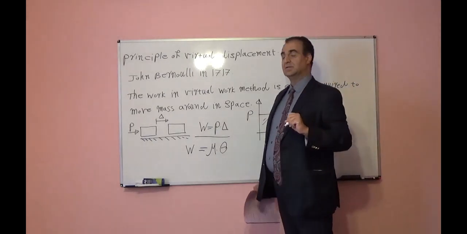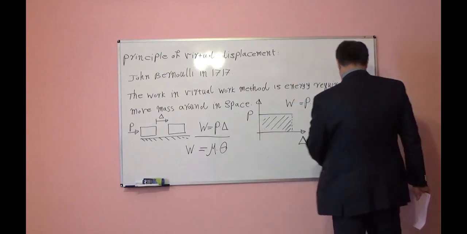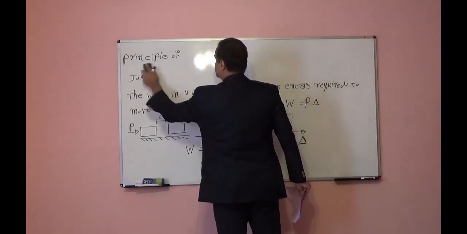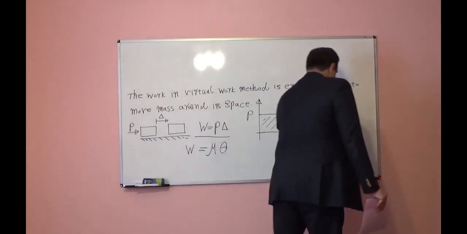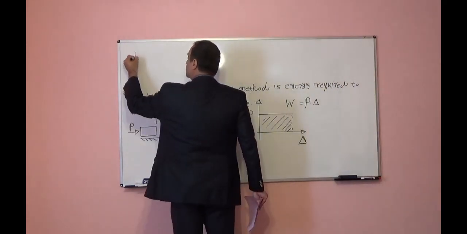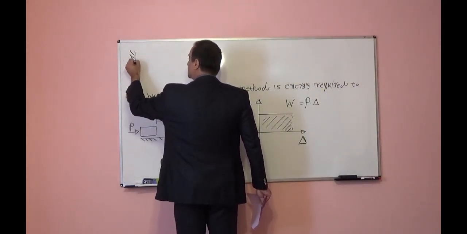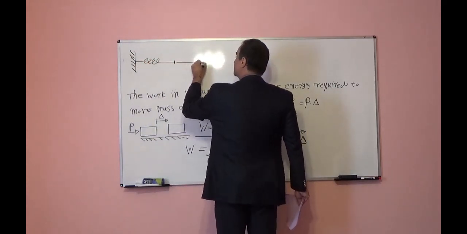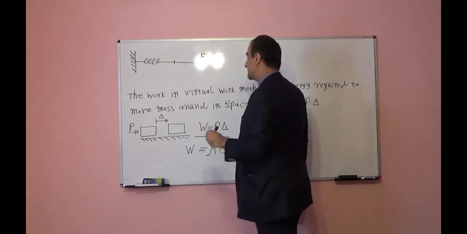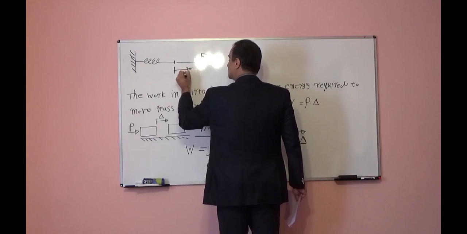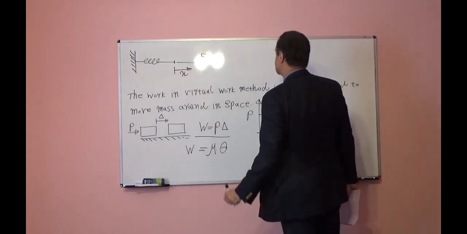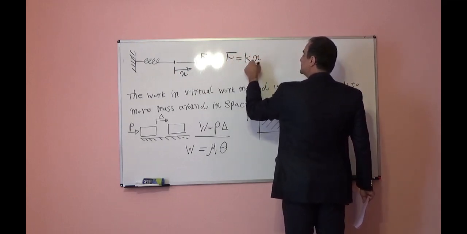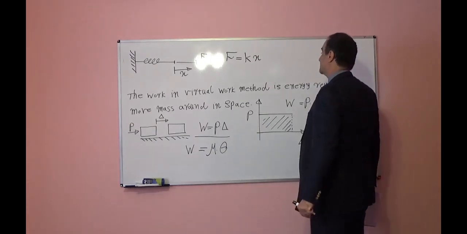We can define work in another way. For example, if we have one spring, I apply force F to this spring. This force F will cause displacement such as X. According to Hooke's law, we know F is equal K, the stiffness of the spring times X deformation.